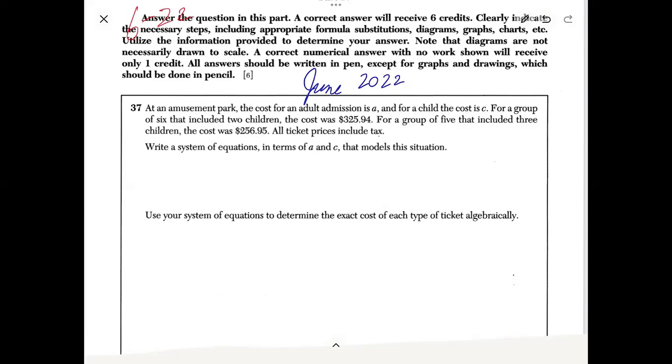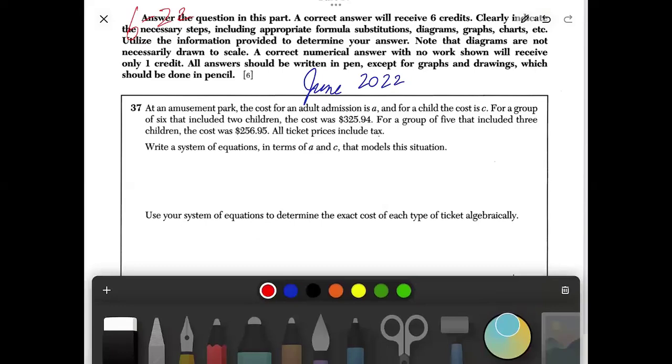Again, this is a system of linear equations. This is going to be in the standard format, AX plus BY equals C. Now, the only thing you have to be careful about is some people are thinking 6 plus 2, that would be 8. That's not what they're saying. They're saying that there was a group of six and that two of them were children. So that means that four of them were adults. So you got to be careful about that. That's the only thing that I think might have tripped some students up.